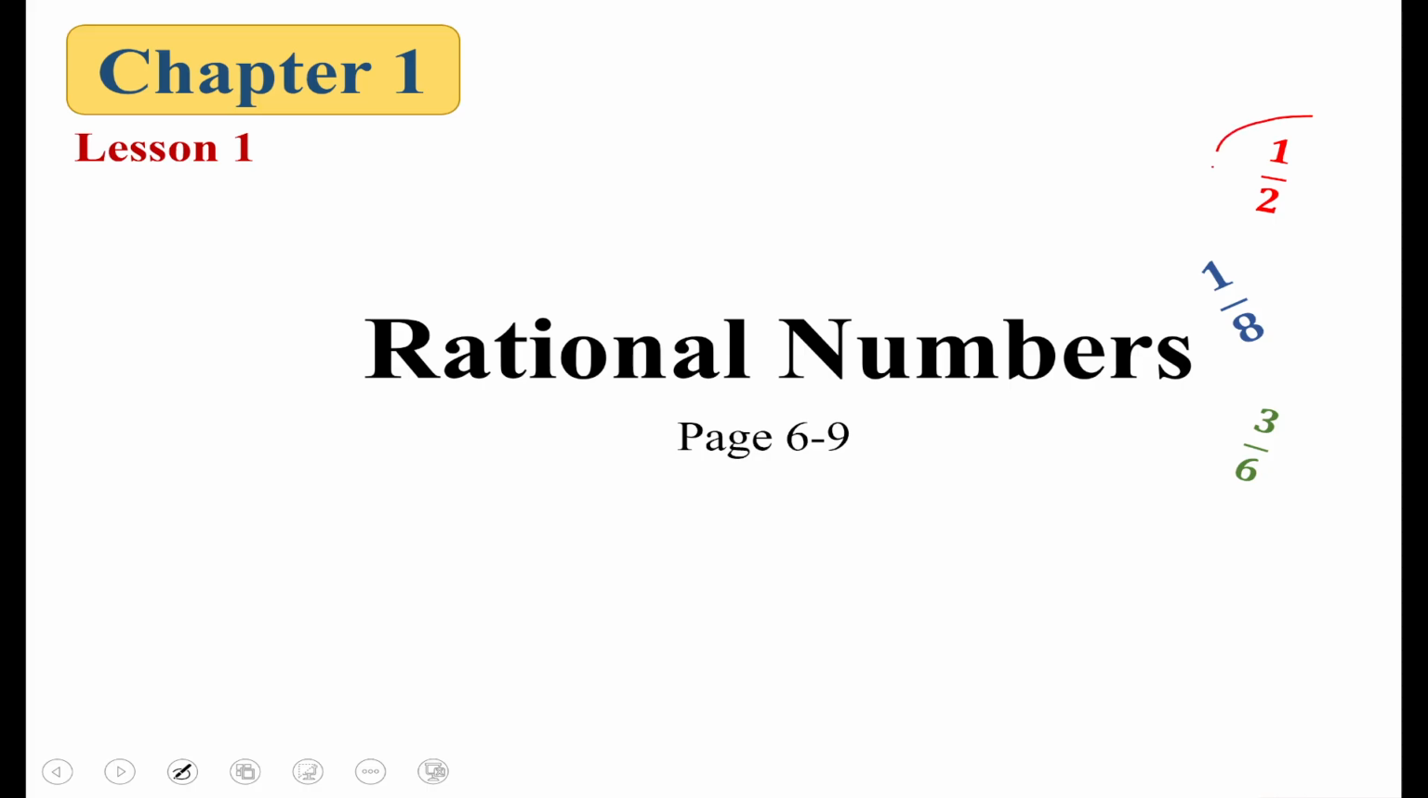These are always the rational numbers. Any number that can be written like a fraction in this form is going to be a rational number. 1 over 2 is a rational number, 1 over 8 is a rational number. Any number that we can change to the form a over b, as a fraction, is called a rational number. Now let's see what's our aim in this subject.